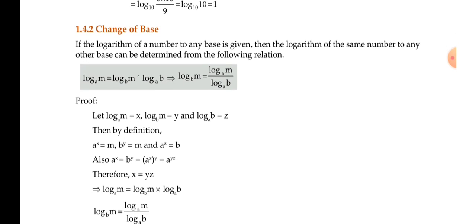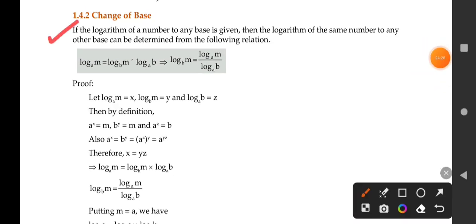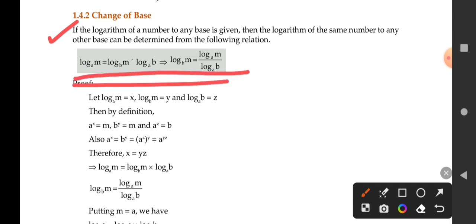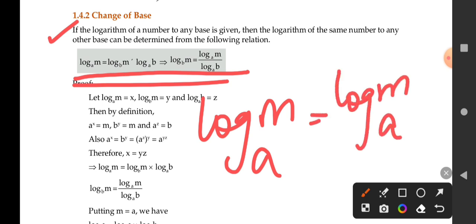Next topic, change of base. If the logarithm of a number to any base is given, then the logarithm of the same number to any other base can be determined from the following relation. The relation is given. Log m to the base a is equal to log m to the base a.